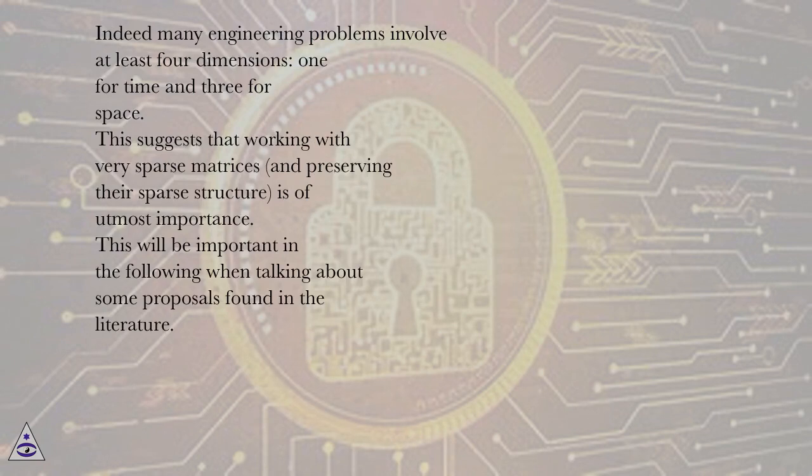Indeed, many engineering problems involve at least 4 dimensions, 1 for time and 3 for space. This suggests that working with very sparse matrices, and preserving their sparse structure, is of utmost importance. This will be important in the following when talking about some proposals found in the literature.